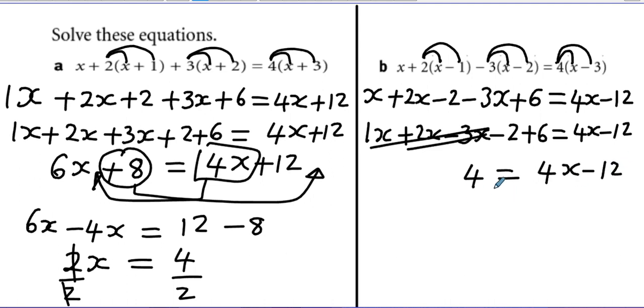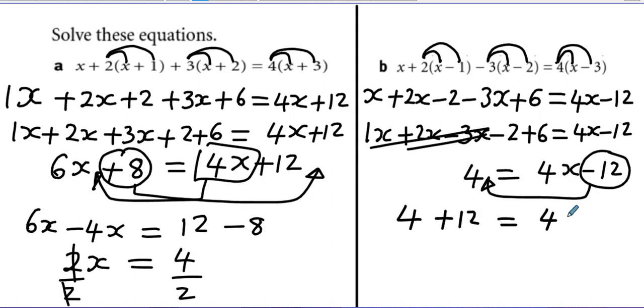Okay, now this time I want to take this number without a letter, shift it on the left hand side. So this will be 4 plus 12. 4x will remain there. So 4 plus 12, this will be 16, equals to 4x. So to find the value of x, we have to divide by this number 4. So divide by 4, divide by 4.